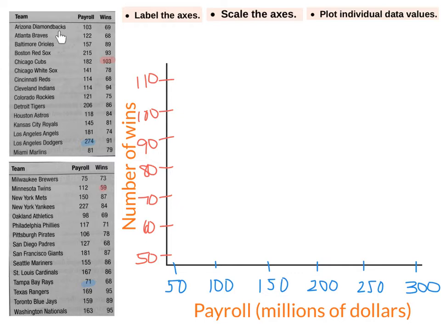So for example, the Arizona Diamondbacks, I would find 103, so that'd be roughly right there, and its wins was 69, so I'd go 103 up to about 69, put a point right there, and that's how I'm going to do all of them. So let's see what that looks like. All right, she's not perfect, but she'll do.